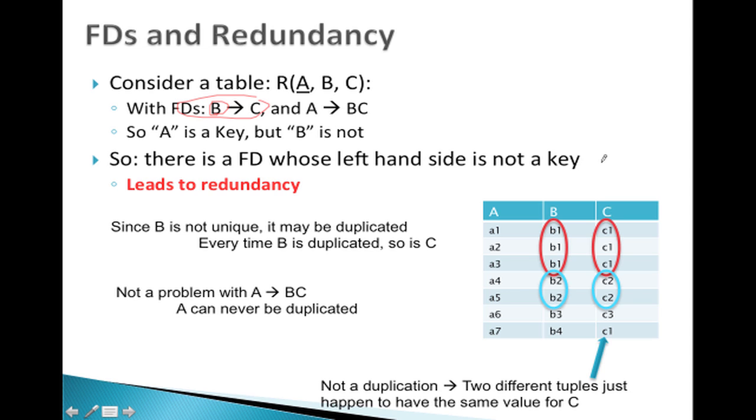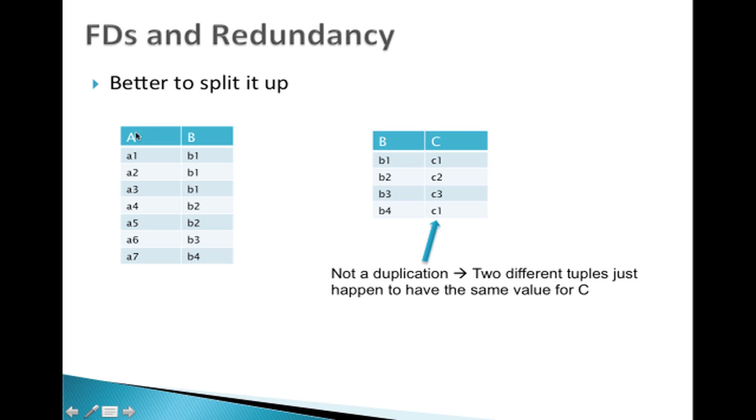So the way we can get rid of this redundancy is by splitting the relation into two relations. We create one relation with A and B and the other relation with B and C. Now you don't have that problem because in this relation B1 is duplicated, but there is no C here, so that's not a problem. And here B cannot be duplicated, so there is no question of C being duplicated.